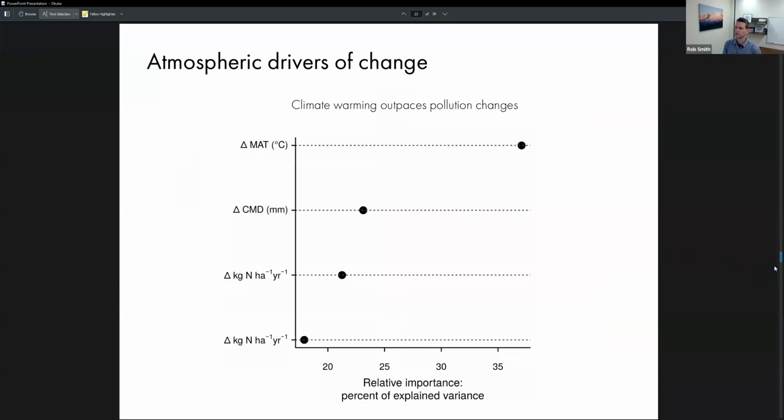When we look at relative importance of variables, I've been saying we can't ignore air quality variables. When we analyze those side by side, we find that climate warming, that's change in mean annual air temperature here, is the relatively more important variable in explaining community compositional change, relative to things like change in climatic moisture deficit, so a drying or moisture variable, as well as changes in nitrogen or sulfur deposition. So this is a typo here. Climate warming's effect on lichen communities far outpaces other atmospheric drivers.